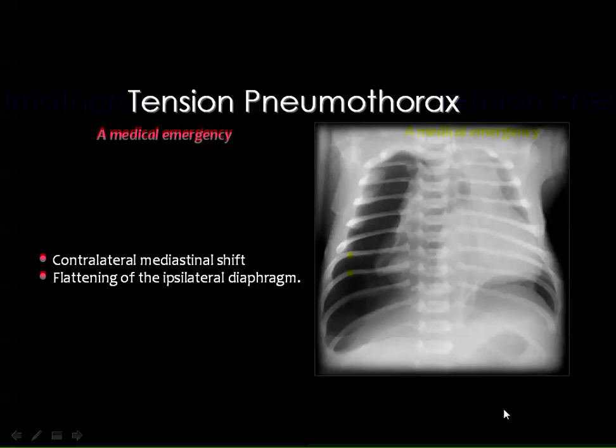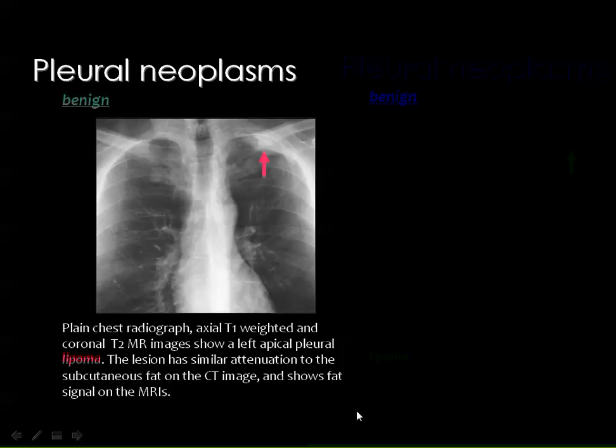And this is a tension pneumothorax in a child. You can see the air, you can see the collapsed lung, you can see the shift of the mediastinum, and you can see also the flattening of the diaphragm. Finally, we came to the pleural neoplasms, and the benign neoplasms are rare. And one of the known lesions is the pleural lipoma.